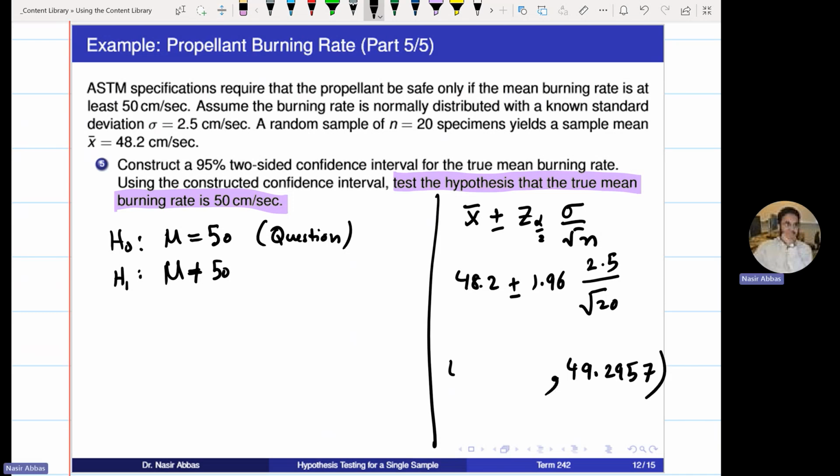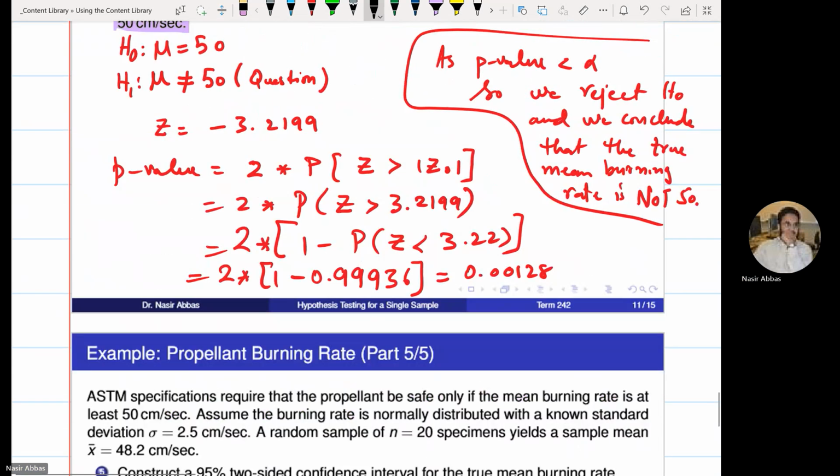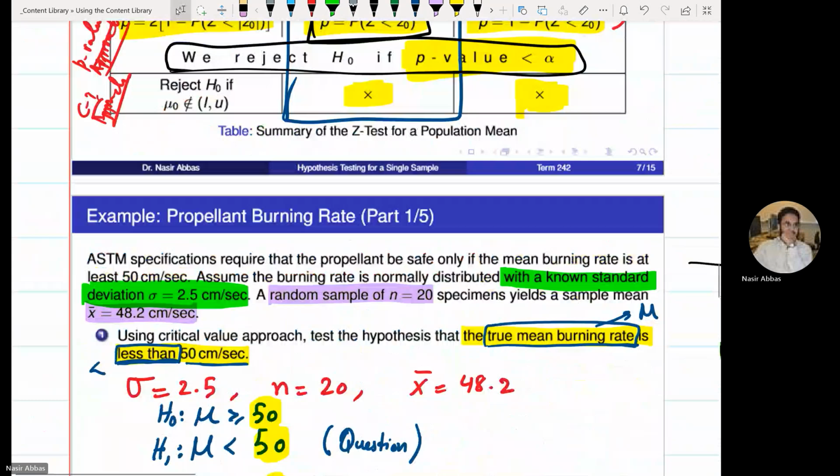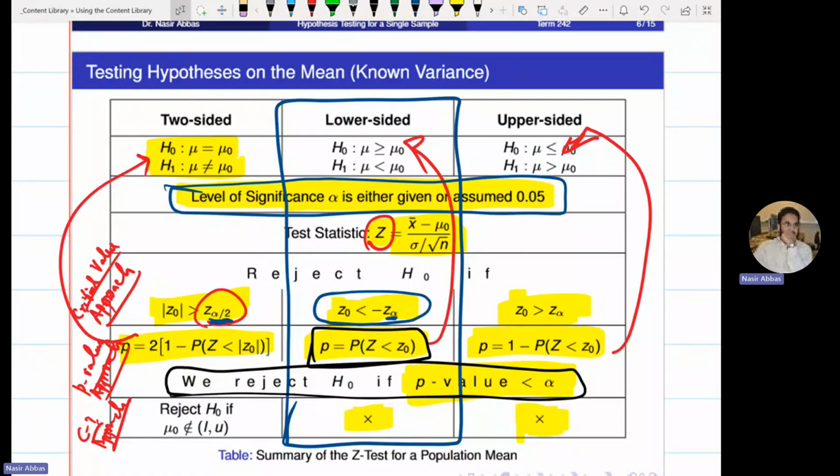47.104. This is a 95% confidence interval we computed. Now go back to the slide. Again, this slide is all chapter 9. This slide is all chapter 9.